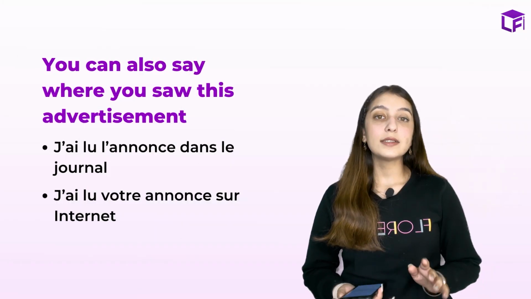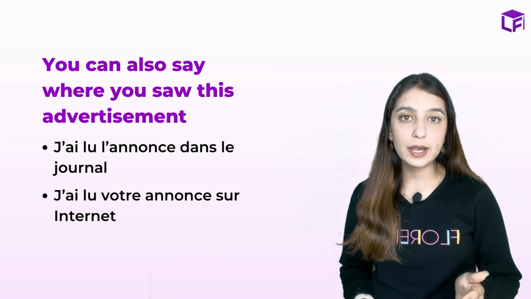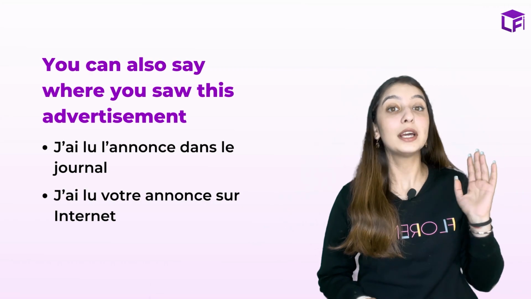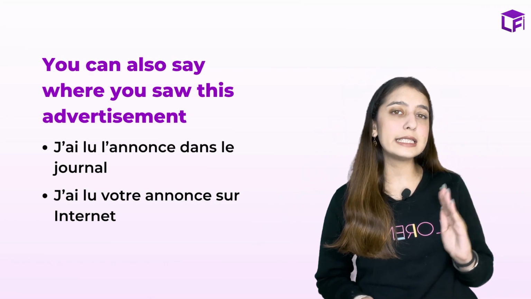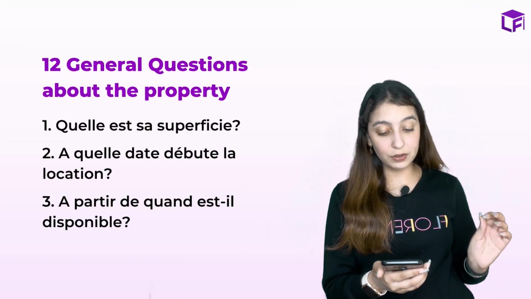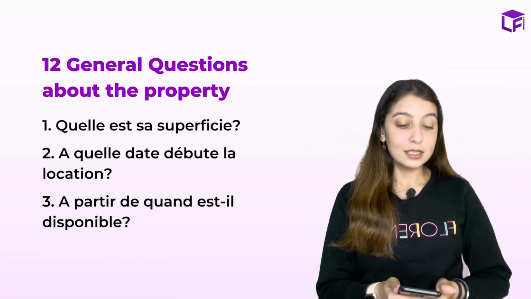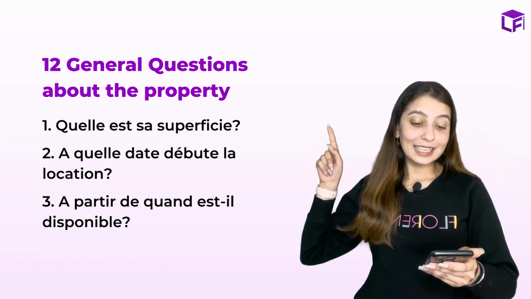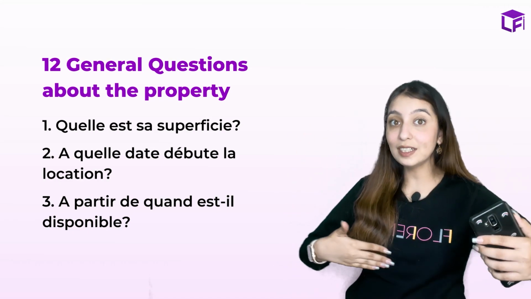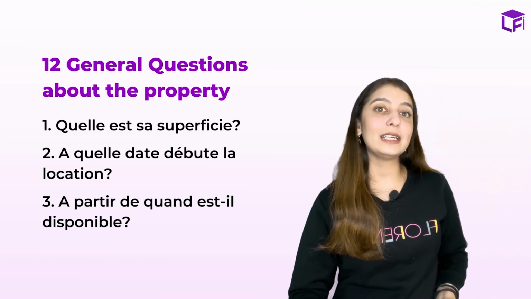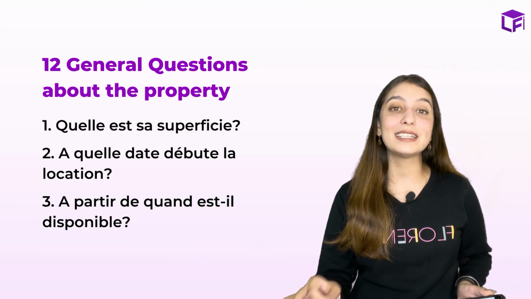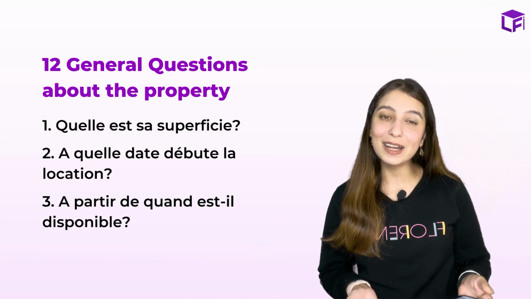Got it? Now, since you guys are supposed to make more than 10 questions, I have almost 40 questions here to help you along so that you can at least learn 10 of them. Okay, so let's start with the very first variation, that is 12 general questions about the property. So here's the very first. Quelle est sa superficie? Quelle est sa superficie? Like we say 920 by 920. So what is the superficie, meter square, of that particular apartment?